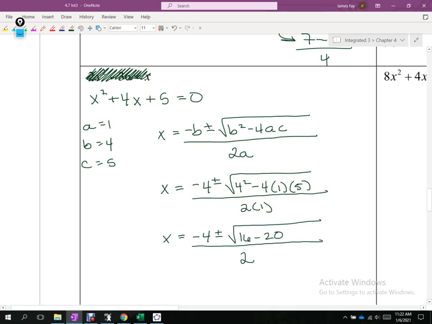When you simplify underneath the radical, what's 4 squared the same as? 16. And 4 times 1 times 5 is 20, right? So we get 16 minus 20. What's 16 minus 20? Negative 4. Okay, so my hope is that we were able to get down to it, and this is where we would probably run into a roadblock.